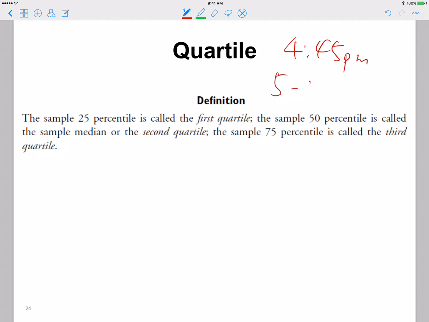So quartile means like the 25th percentile. Okay, and that is especially called the first quartile. And then what about the second quartile? So the 50th percentile, right? And then the third one is 75, right?